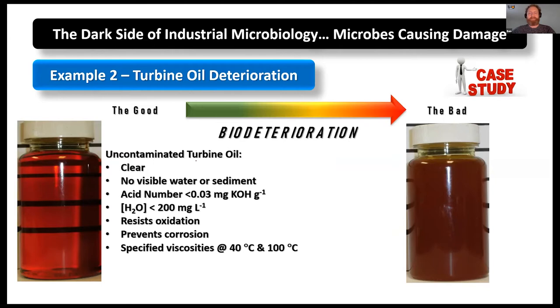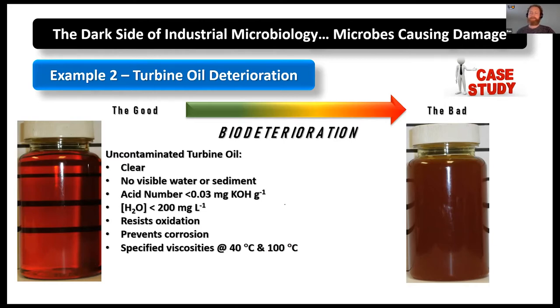Turbine oil meets a variety of specifications, most obvious of which, it's got to be clear. There's got to be no visible water or sediment. Its acidity, its acid number, is got to be negligible. There's got to be a negligible, measurable water concentration. It stays stable. We say that it resists oxidation. It prevents corrosion. So there are additives in this oil that help coat the metal surfaces of the system so that the oil will not allow those parts to become corroded. And its ability to flow is within very tight parameters at both 40 degrees Celsius and 100 degrees Celsius. The combination of the two we call viscosity index.